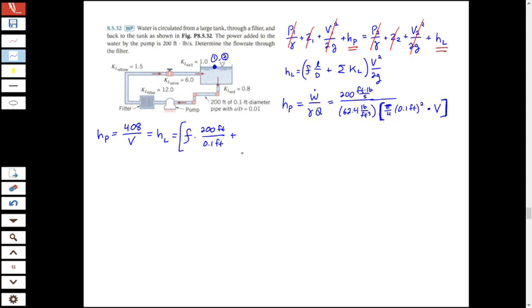So what do we got here? This, elbow, but there's not just one elbow, there's 5 elbows, and then filter, if I got all those right. So 1, 2, 3, 4, and then 5 of those. So we have 0.8 plus 6 plus 12 plus 1 plus 5 of 1.5.